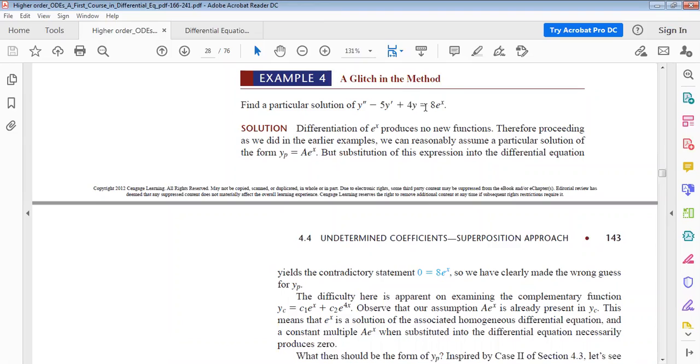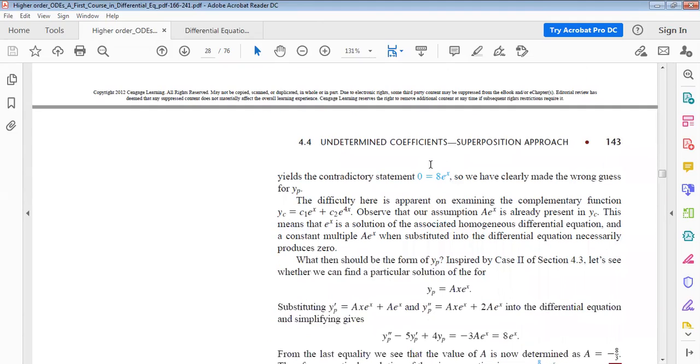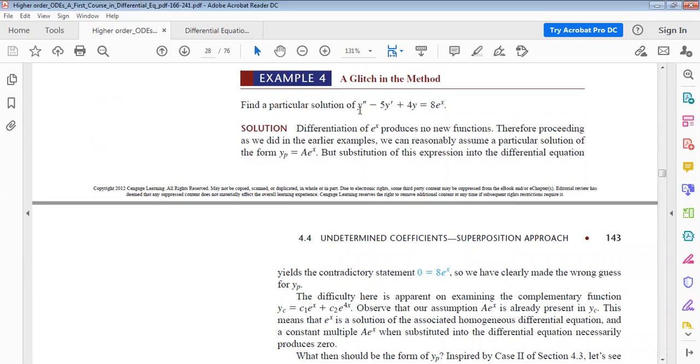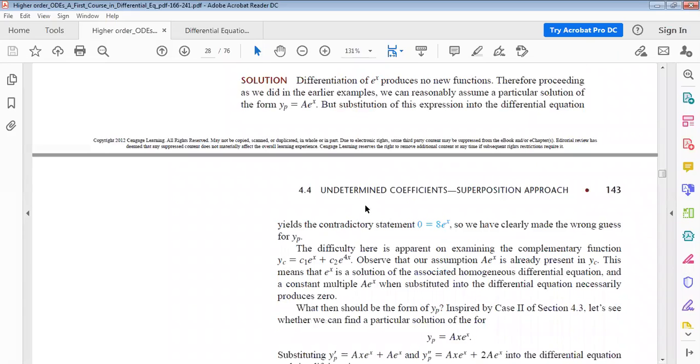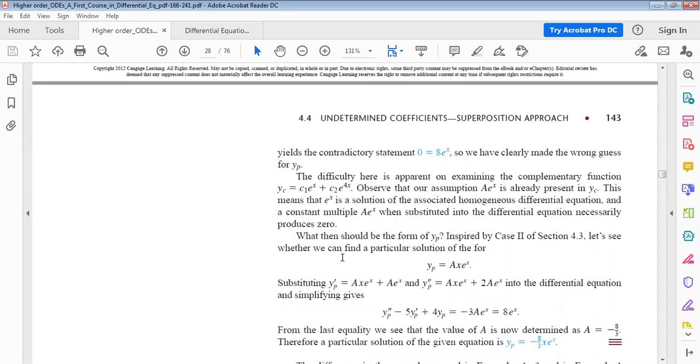Yp equals a into e to the power x, so we only have to find this coefficient. Now, for the complementary function, if we take e to the power mx as the trial solution of the homogeneous equation, we get m square minus 5m plus 4 equals 0. Solving, we get two roots, m equals 1 and 4. So the complementary function will be c1 into e to the power x plus c2 into e to the power 4x.